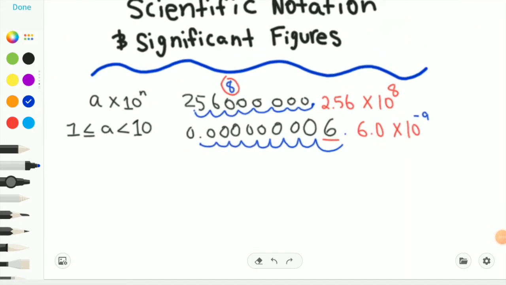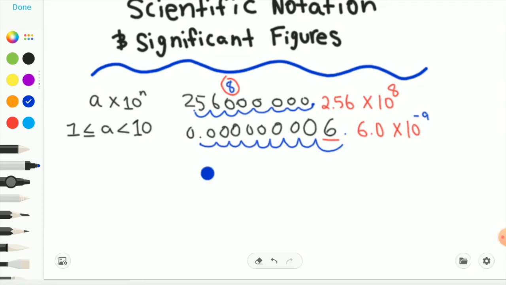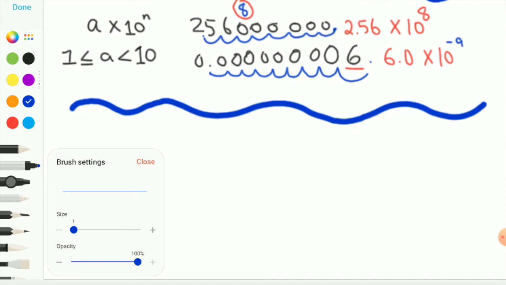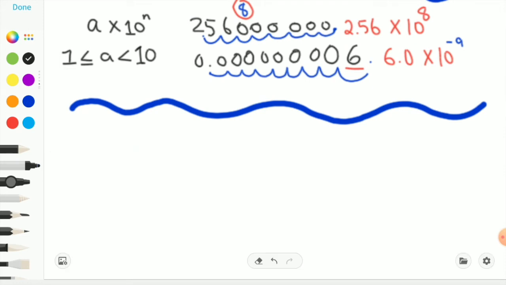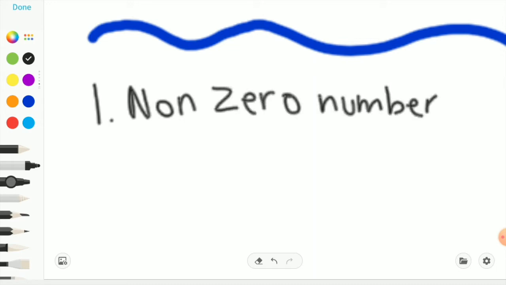And now I'll do significant figures. Or in short form, they're actually called sig figs. There are multiple steps to this. So basically the first one would be any actual numbers that are not 0. So for example, if you had 56, there are no zeros here, so there are 2 significant digits.